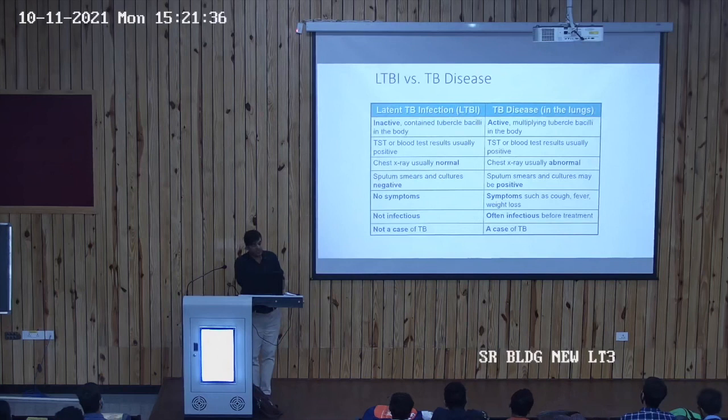Difference between LTBI and TB disease. We'll see only the bold points. Latent tuberculosis infection is inactive while TB disease is active. The chest X-ray will be normal in LTBI while it will be abnormal in TB disease, showing cavitary patches. Sputum will be negative in LTBI while it will be positive in TB disease. Symptoms are usually not present in LTBI while there will be cough, fever and weight loss in active TB disease. LTBI is not infectious while TB disease is infectious, and latent tuberculosis infection is not a case of TB while tuberculosis disease is a case of tuberculosis.